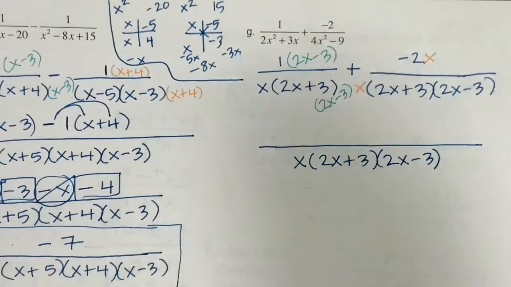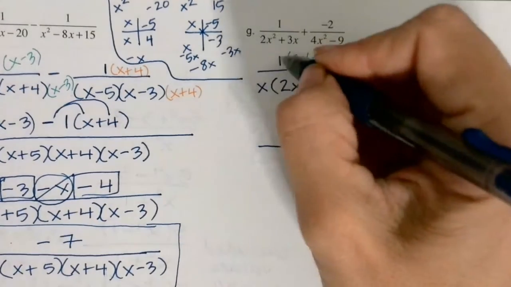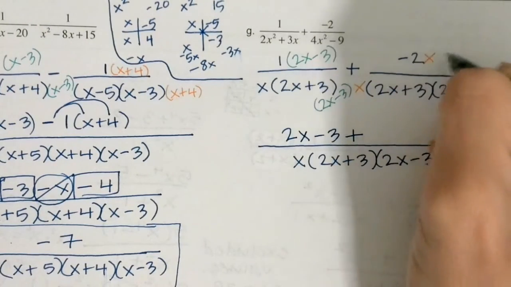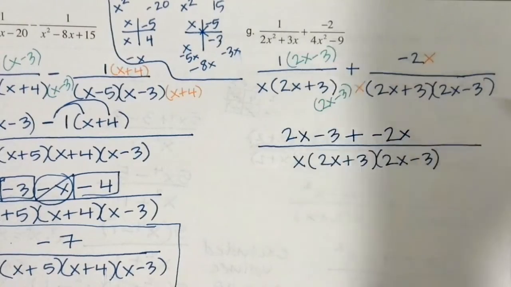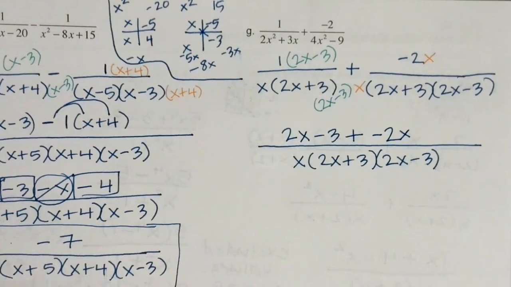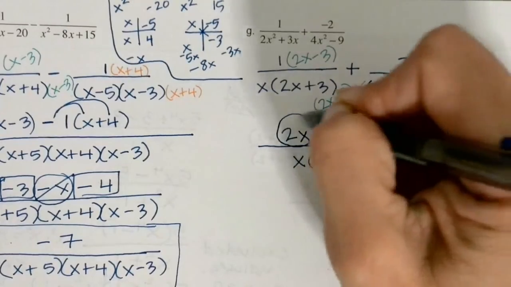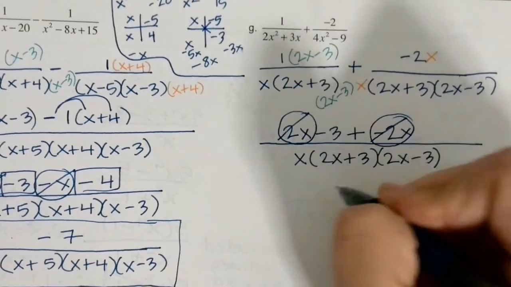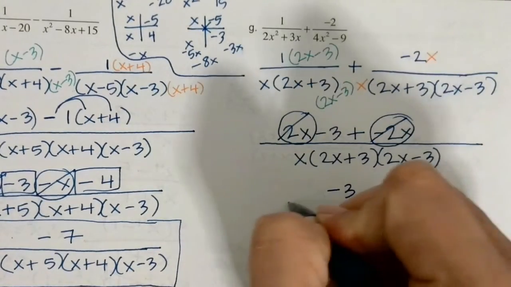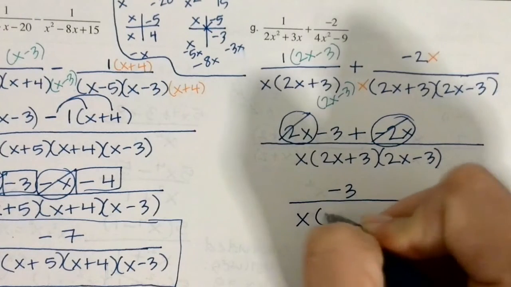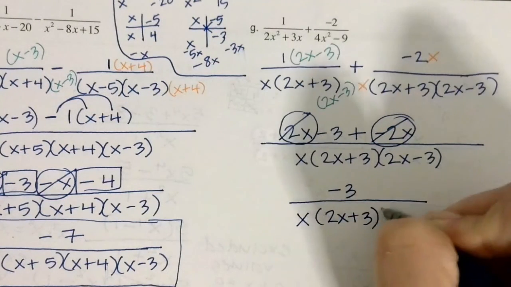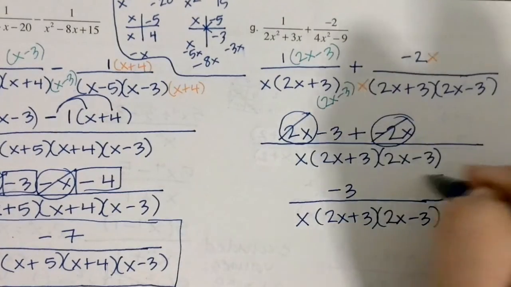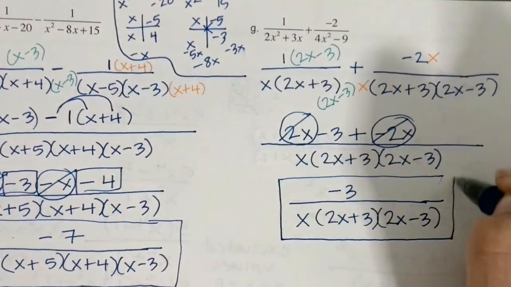And I get to that, and then I'm going to do my math. I have 1 times 2x minus 3 plus -2 times x, which is just -2x. Oh, look at that. 2x and -2x, those cancel out. So I just have a -3 all over x times 2x plus 3 times 2x minus 3. And nothing is going to cancel there, so that would mean that is the answer.